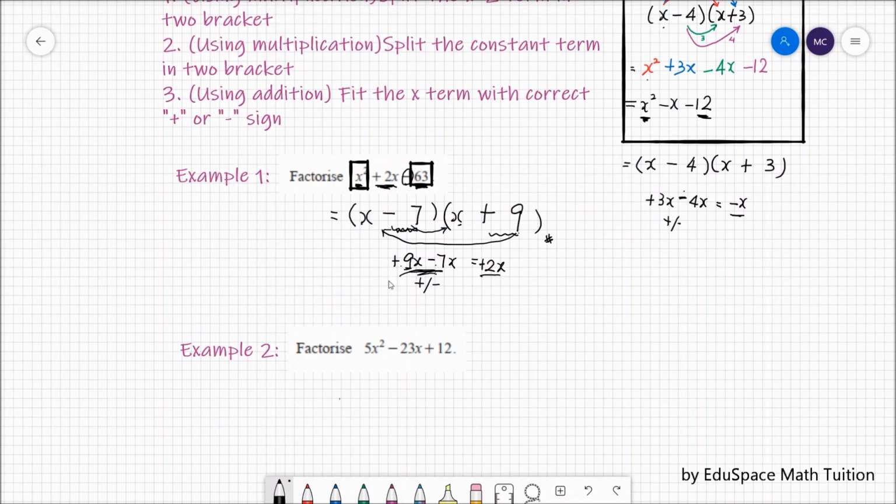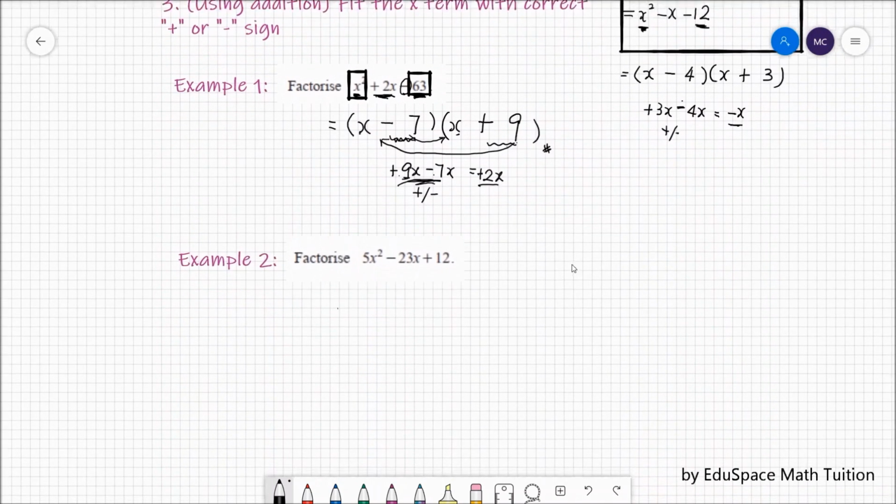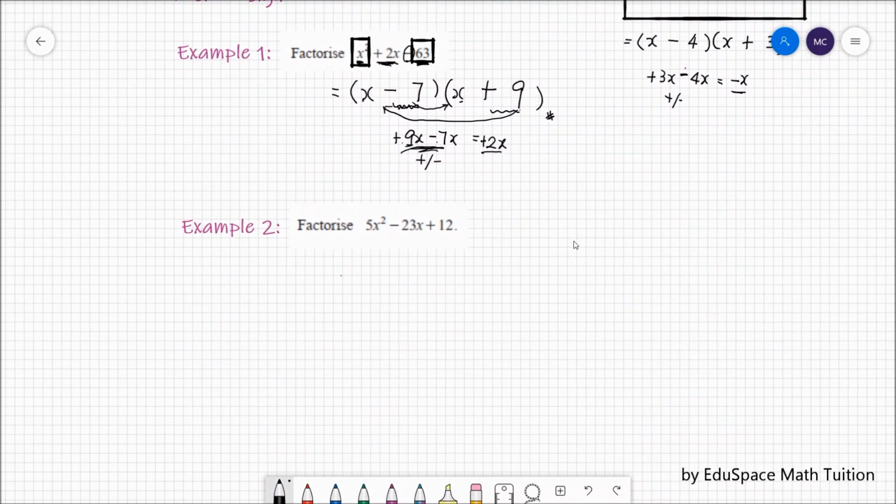Let's see our second example to understand even better. The second example is slightly more confusing, so you might want to refer back to example 1 first before you proceed with example 2. So let's look at example 2 where we have 5x squared minus 23x plus 12.